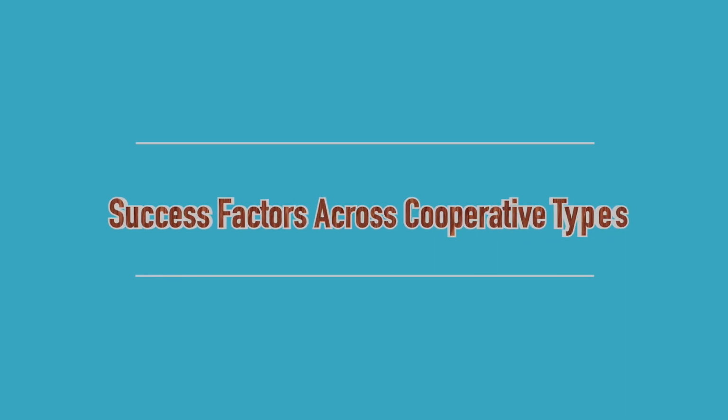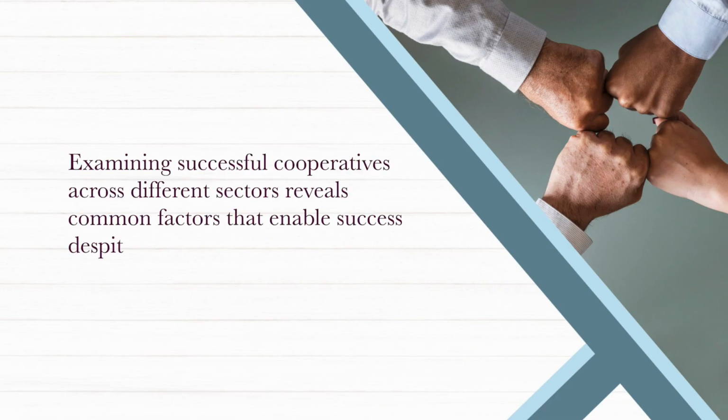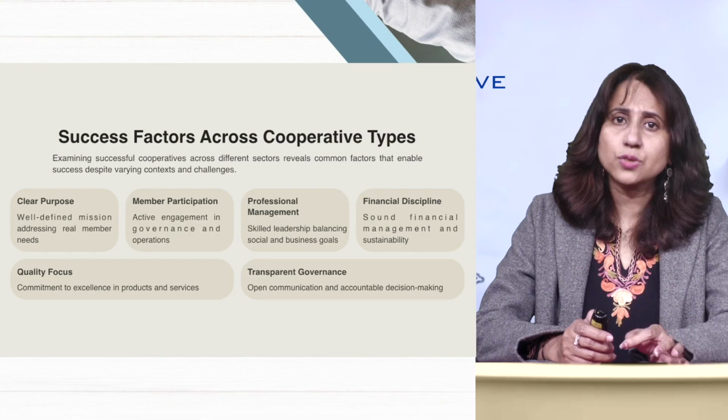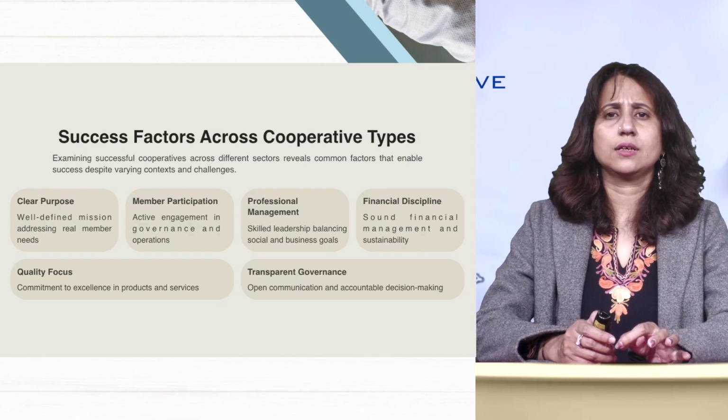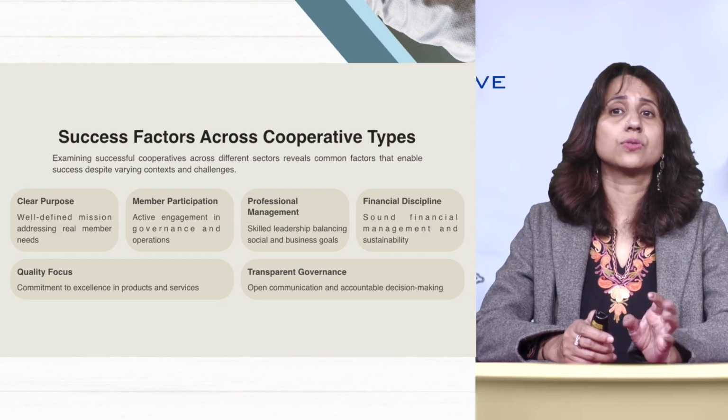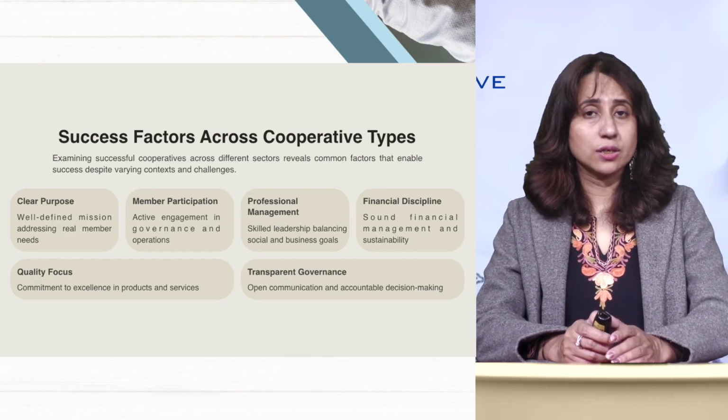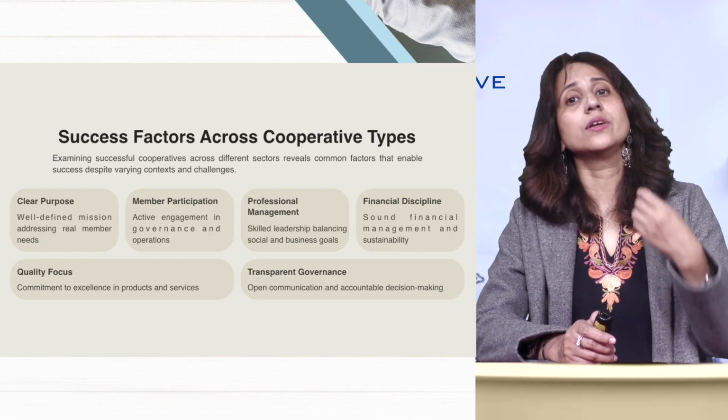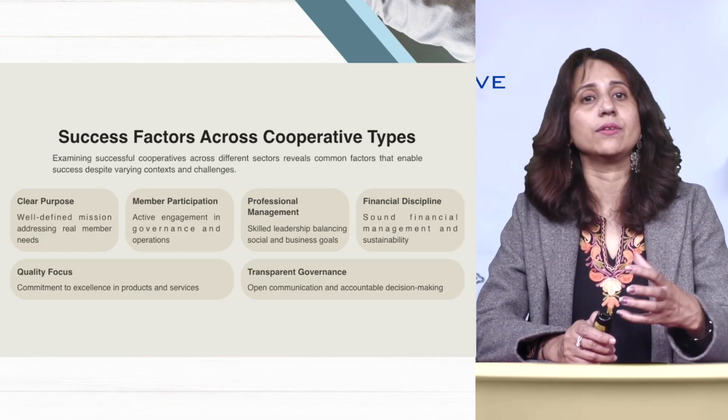Let us discuss some of the success factors and the best practices. So examining successful cooperatives across types reveals some common factors enabling success despite different sectors and contexts. One is the clear purpose and needs. A successful cooperative addresses genuine felt needs of the members. Members join voluntarily because the cooperative solves real problems or provides clear benefits.